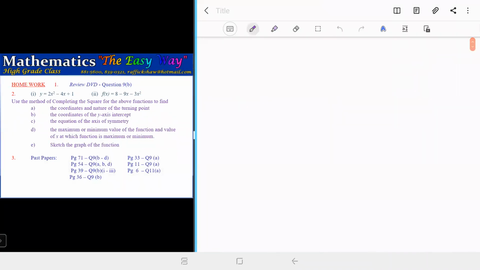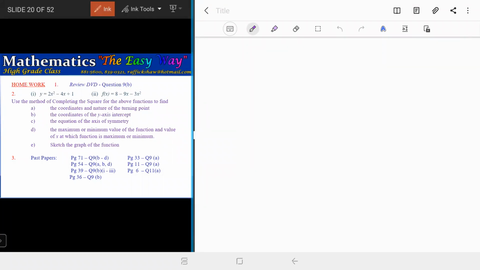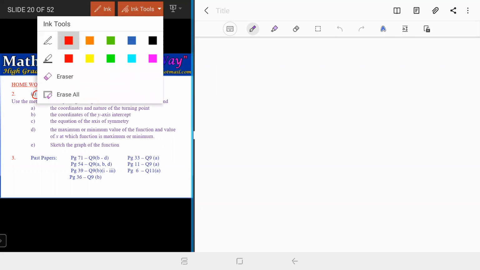All right, so look at the question. These are past paper questions, right? They gave us these two functions. Part one is a smile, because the A is positive. And the second one is a frown, because the A is negative. It's -3 right here. So this is an example, one with a smile and one with a frown.